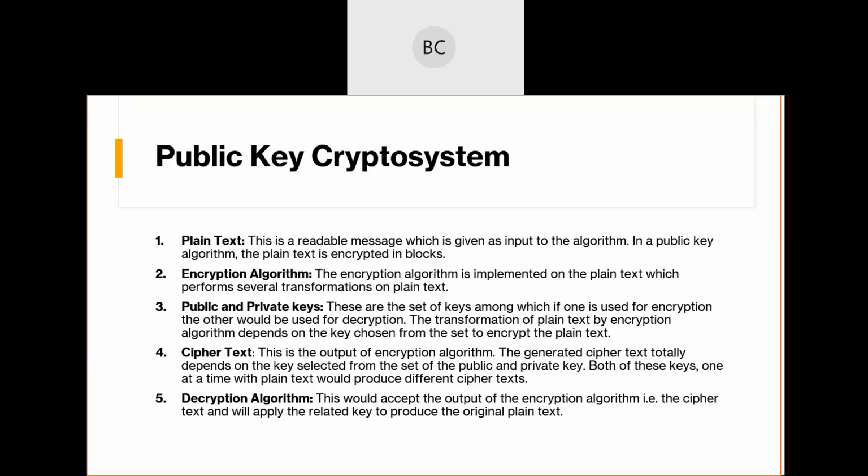After encrypting the message with the help of keys, we find the ciphertext, and decryption is just reverse encryption. With the help of the decryption algorithm, we get plain text from a ciphertext. These things you already know. It's similar to symmetric key encryption.